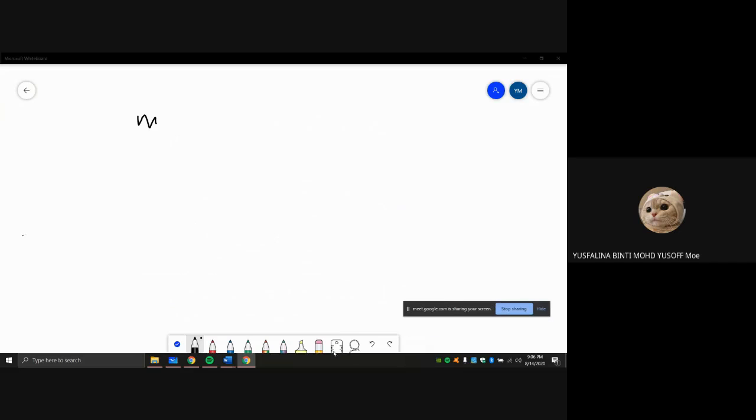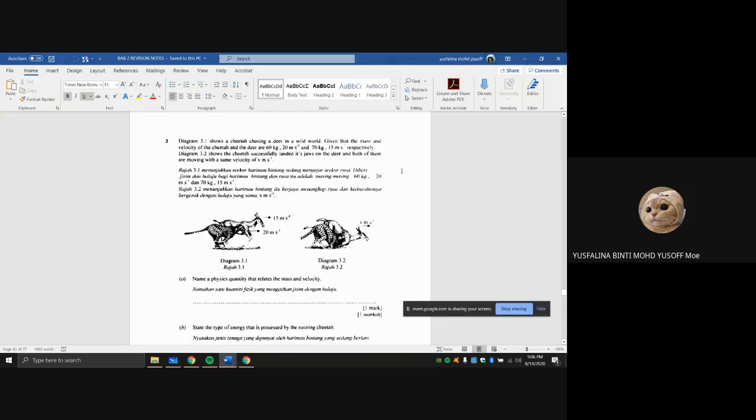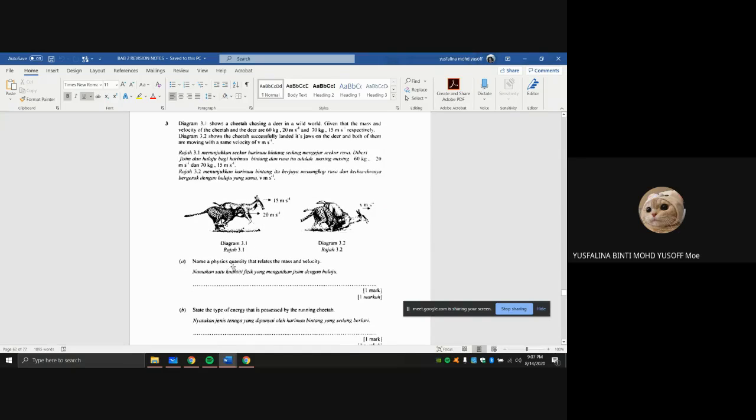Okay. Wait, I erase first. Okay, so this is diagram 3.1, which shows a cheetah chasing a deer in the wild world. Given that the mass and velocity of the cheetah is 60 kg, 20 m/s, and the deer is 70 kg, 15 m/s respectively. Diagram 3.2 shows the cheetah successfully landed its jaws on the deer and both of them are moving with the same velocity of v m/s.